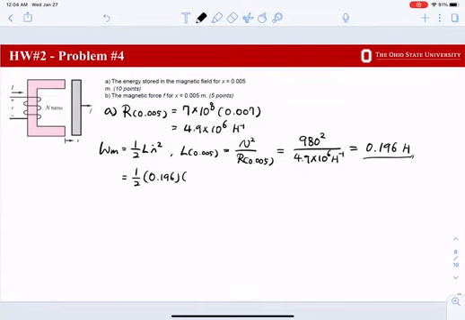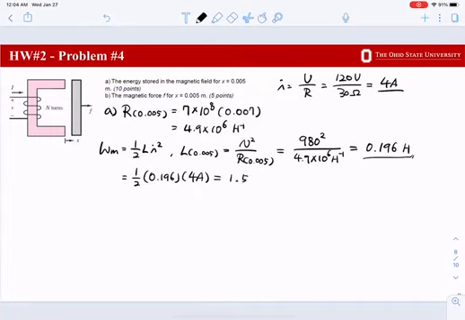So our energy equation is one half times 0.196 times I squared. And what is the current? The current is the voltage over resistance, so we apply 120 volts per 30 ohms, right? So we have 4 ampere. So that is 1.568 joule here. That is the answer for A.